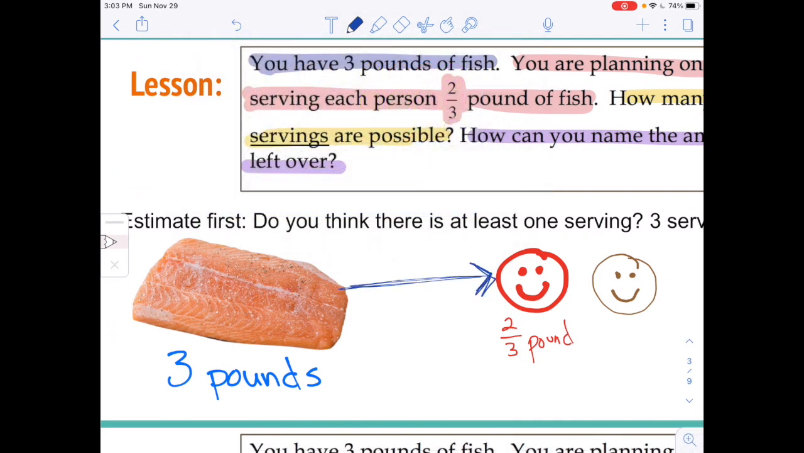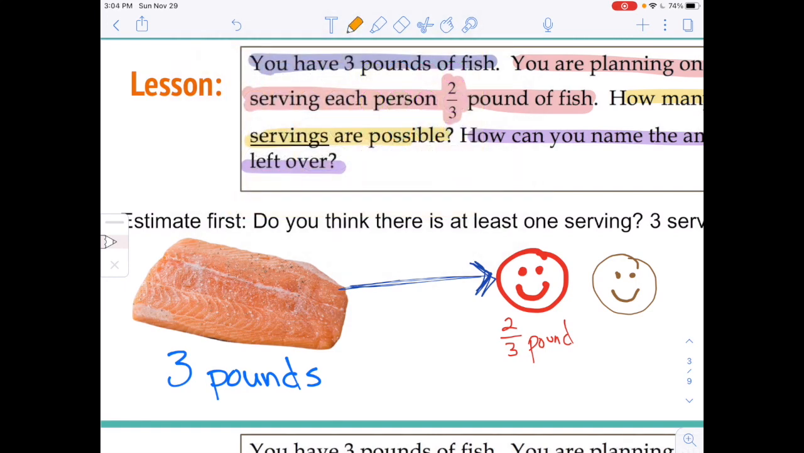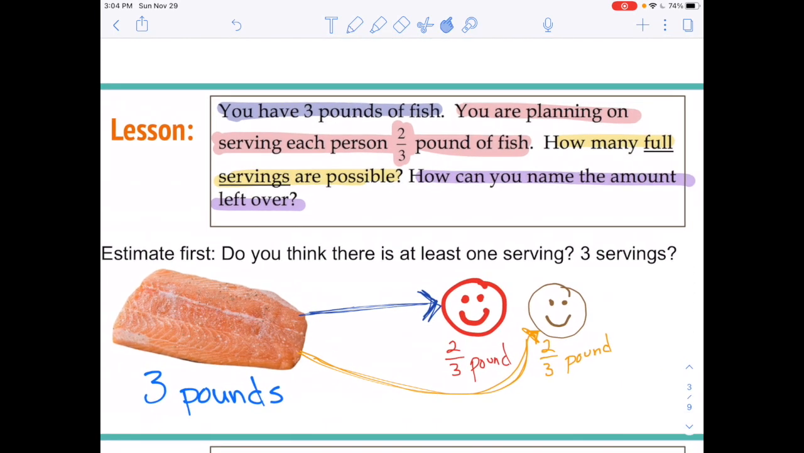Can I serve the next person who's also smiling? Could I give this person 2/3 of a pound? Is there enough remaining to be able to give that second person 2/3 of a pound? What do you think? All right, I know that 2/3 plus 2/3 is 4/3, and 4/3 is a little over a whole pound. So I can absolutely serve 2 people, but that other part of the estimate says, can I get 3 servings?